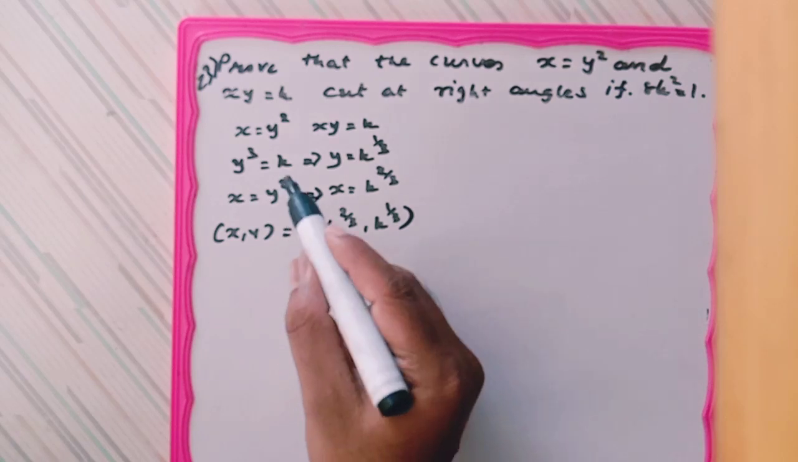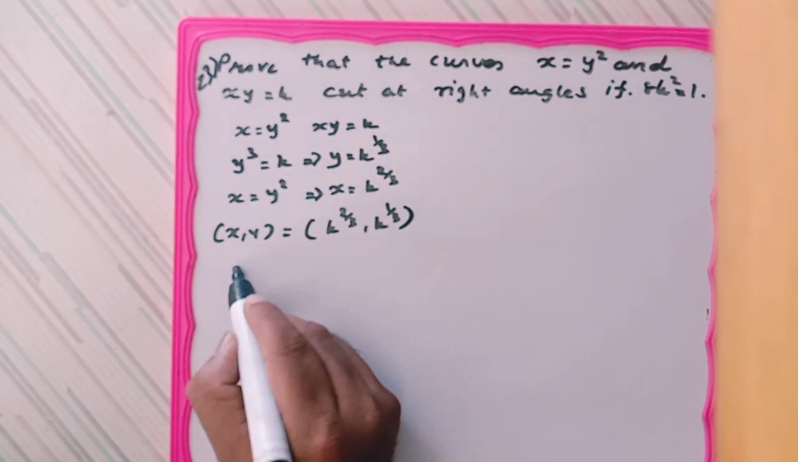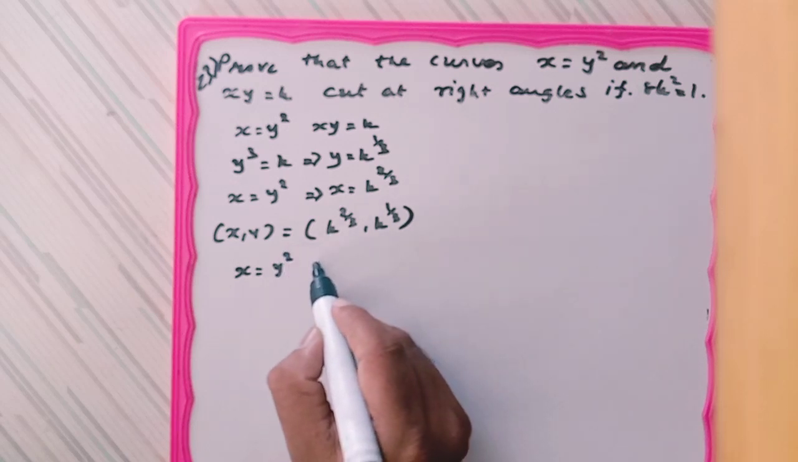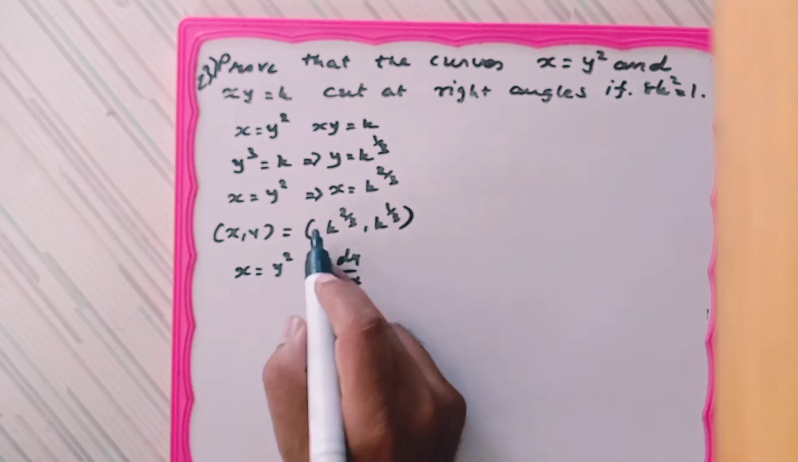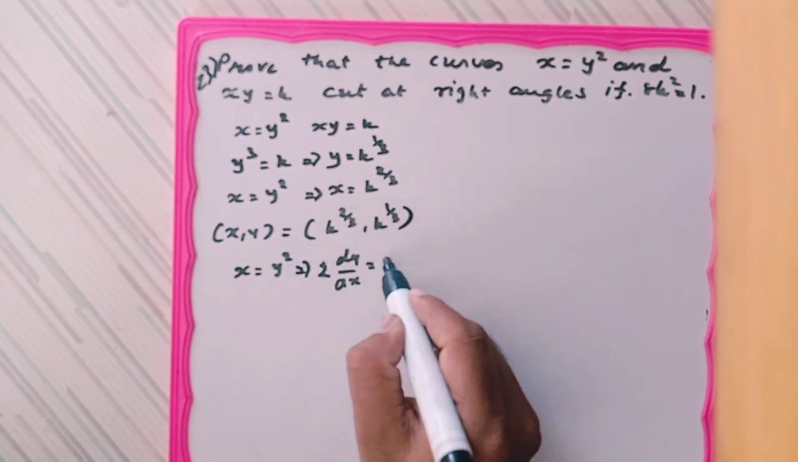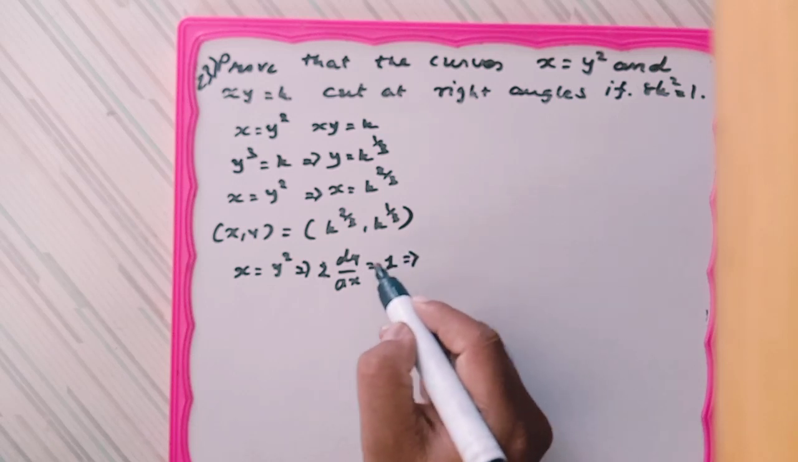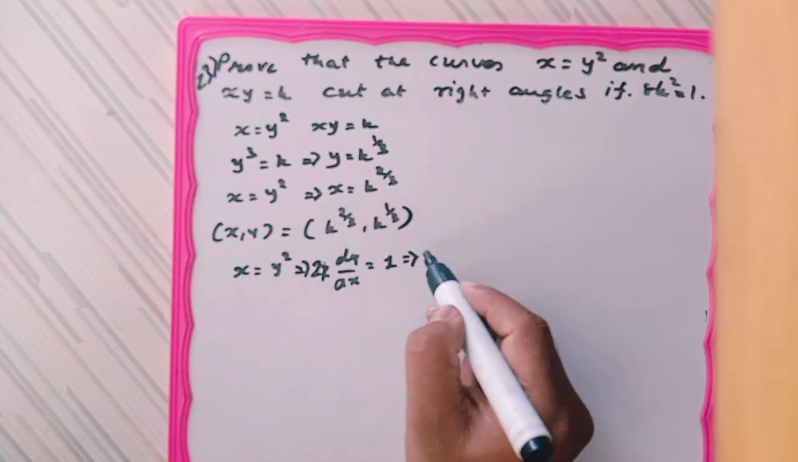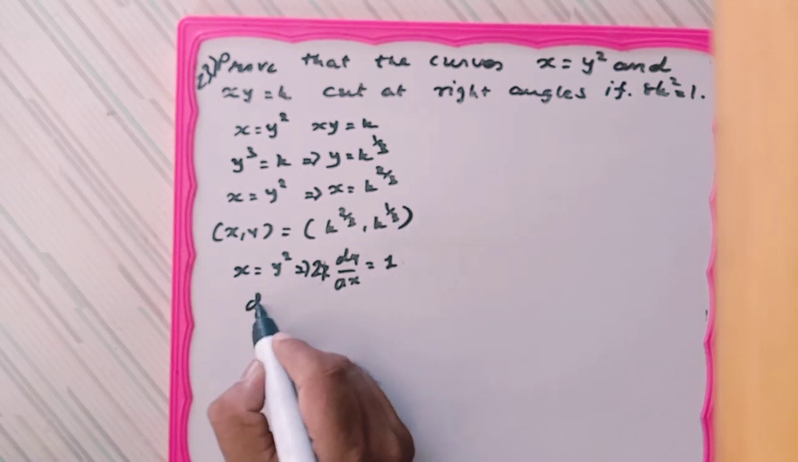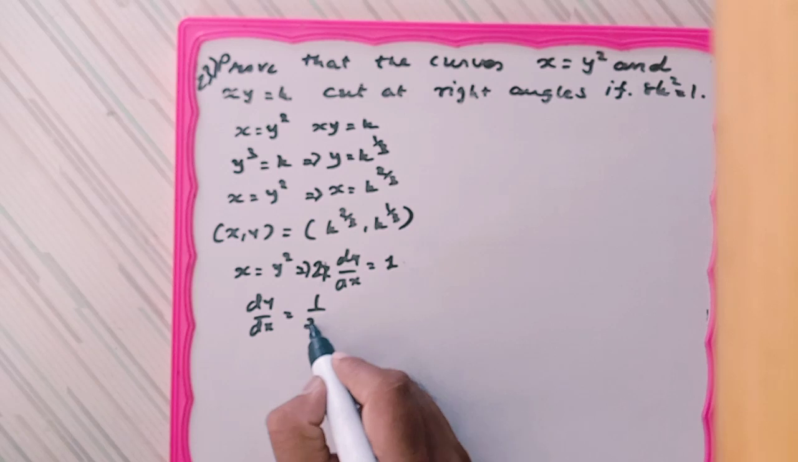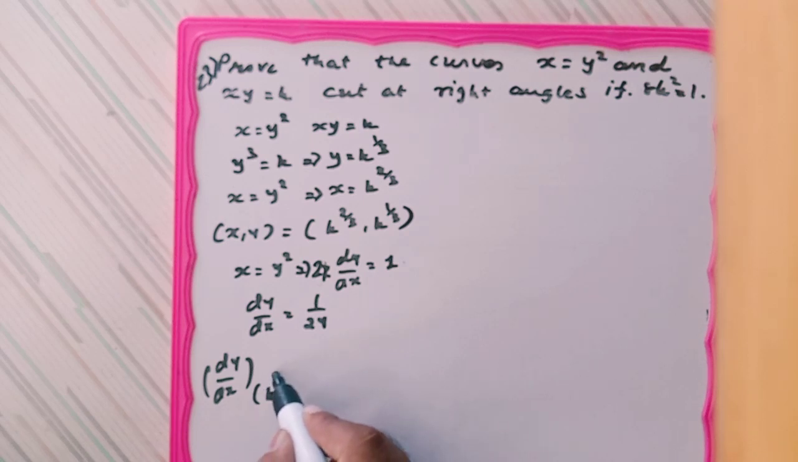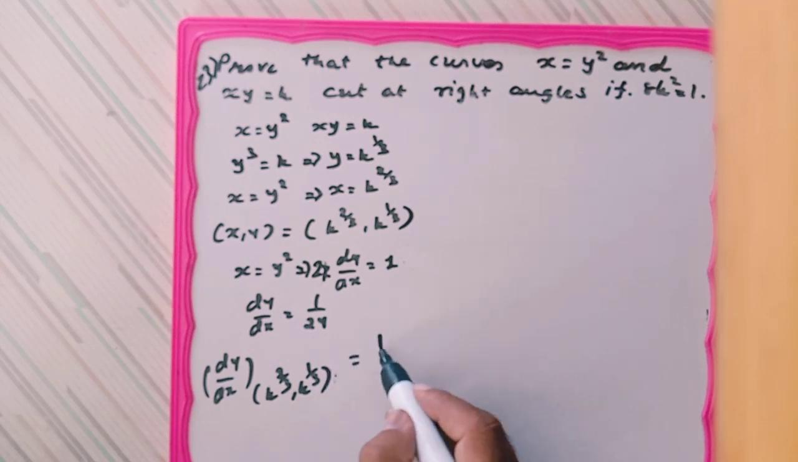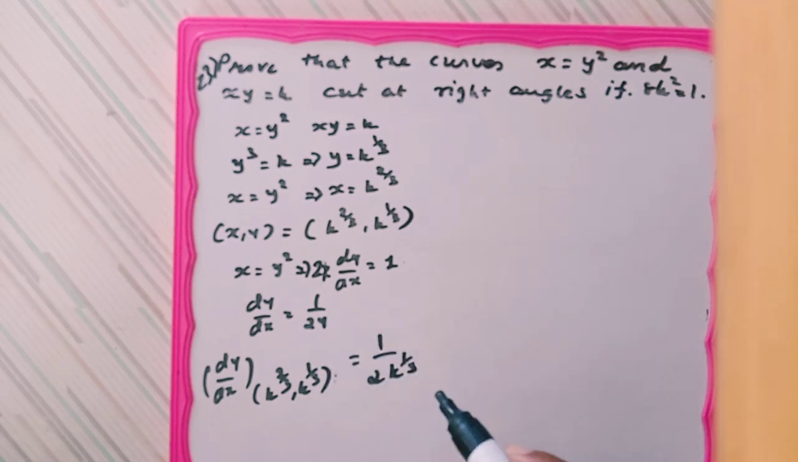Now at this point we find the slope of both the equations. First we take x = y^2. So differentiating, 1 = 2y dy/dx, and so dy/dx = 1/(2y). So dy/dx at (k^(2/3), k^(1/3)) will be 1 upon 2k^(1/3).